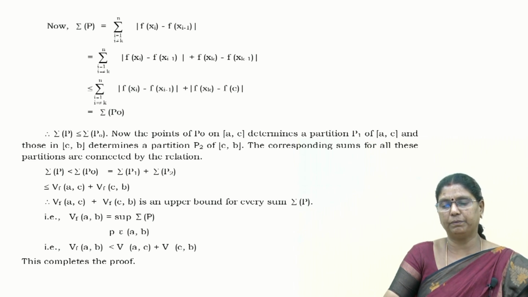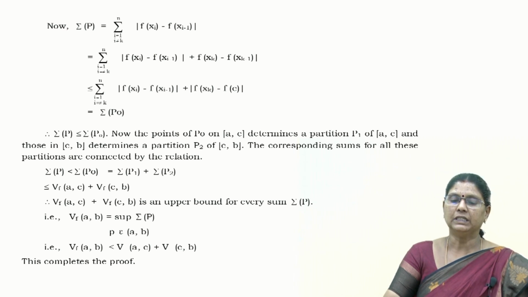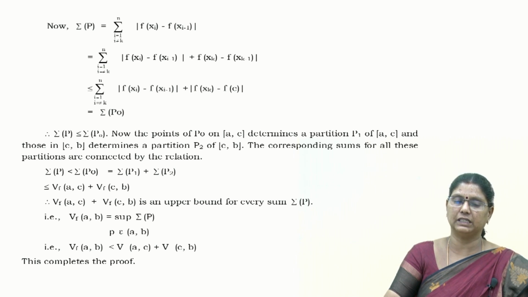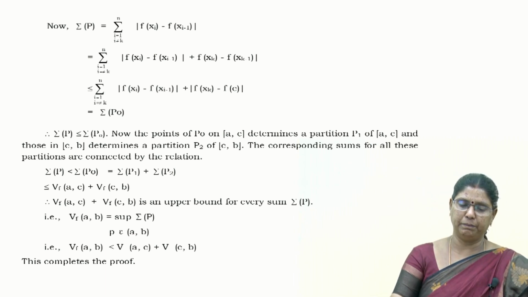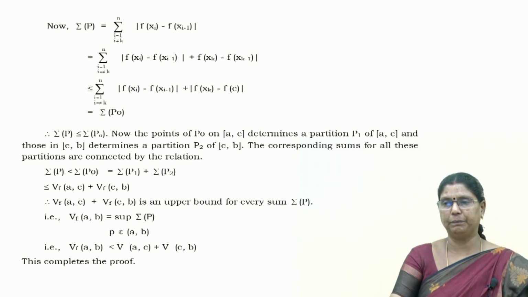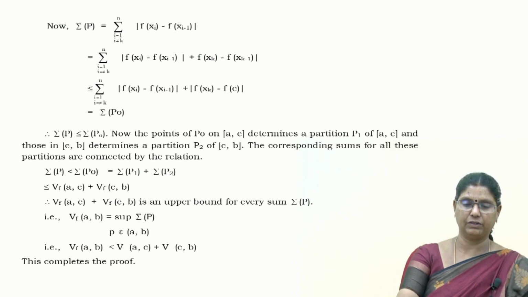So now the points of p naught on the closed interval [a, c] determine a partition p1 of [a, c], and those in [c, b] determine a partition p2 of [c, b]. So the corresponding sums for all these partitions are connected by the relation: the summation of p is less than or equal to the summation of p naught, that is nothing but the summation of p1 plus p2, and this is less than or equal to the total variation of [a, c] plus [c, b]. Thus Vf[a, b] is less than or equal to Vf[a, c] plus Vf[c, b]. Hence this completes the required proof.